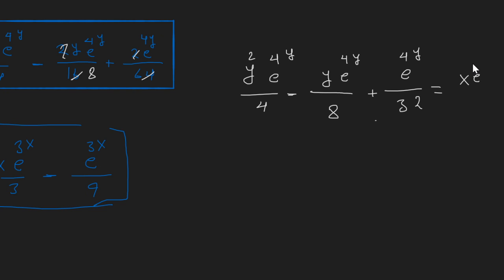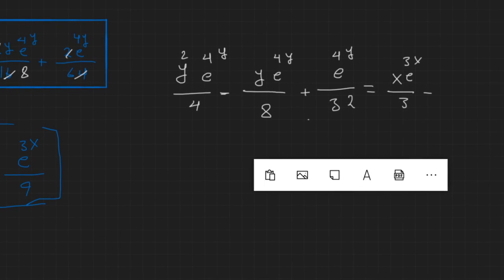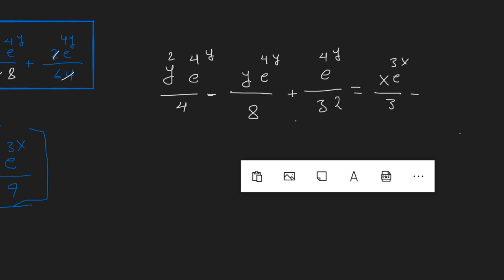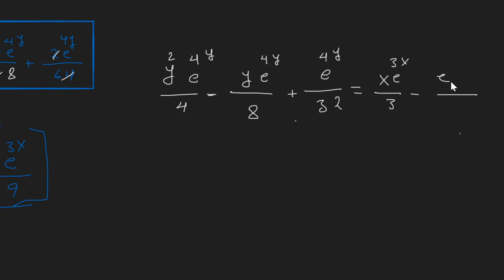This is equal to x e to the 3x divided by 3 minus e to the 3x divided by 9. So this is your final answer.